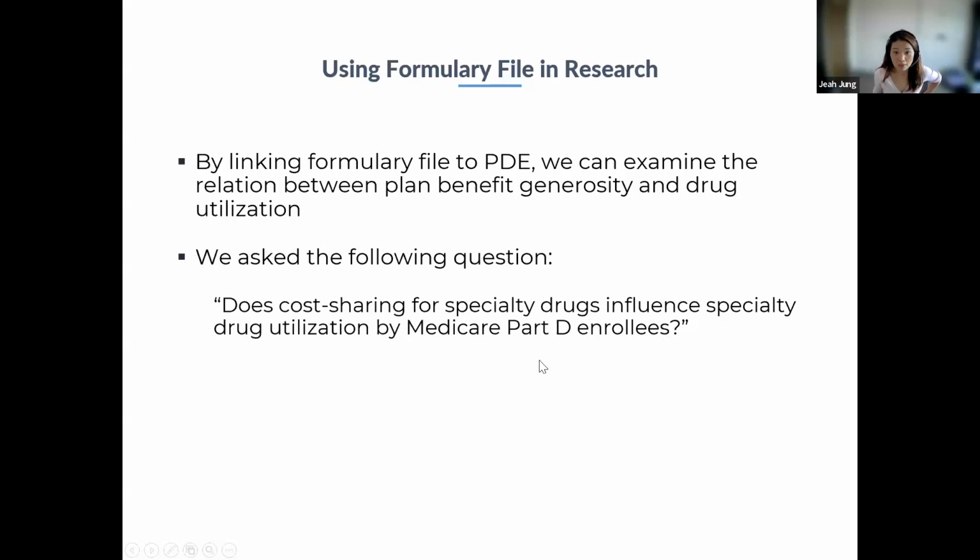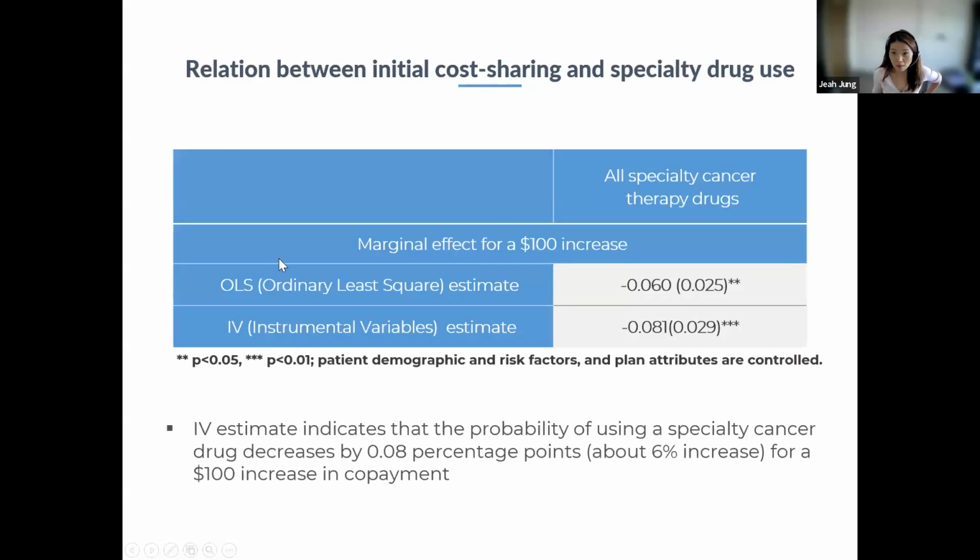Here I looked at uptake of any specialty drugs in cancer patients. I constructed this initial cost sharing measure using only formulary files and the plan characteristics file, and then I merged it to the PDE file, and looked at whether any patient with cancer used any specialty cancer drugs. And here you can see as the cost sharing increases, the probability of using any expensive specialty cancer drugs decreases.